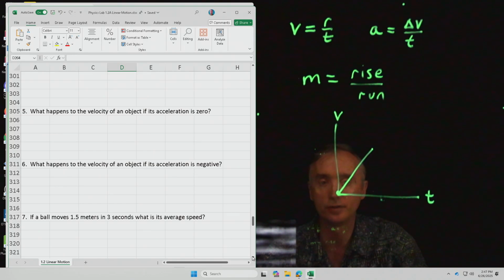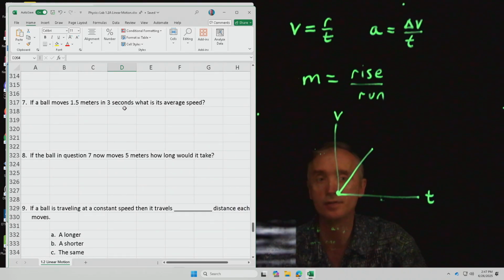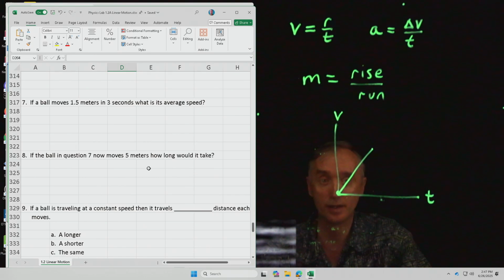Okay, number 7, a ball moves 1.5 meters in 3 seconds. What's its average speed? Pretty easy. Number 8, if the ball in question now moves 5 meters, how long would it take? So use the speed from up here, and now it's going to move 5 meters. So use your formula and solve it for the letter T, and then how long would it take to move that distance?